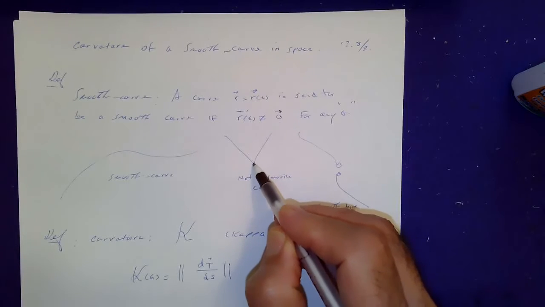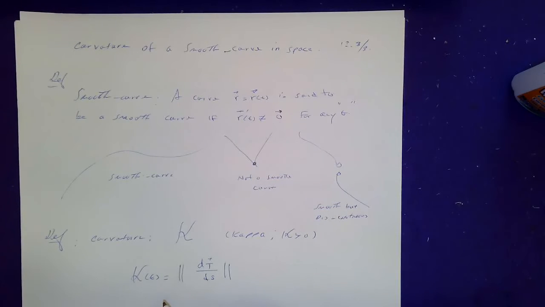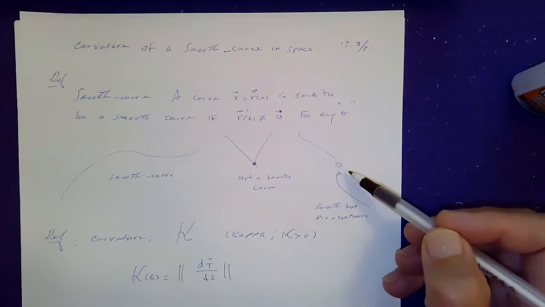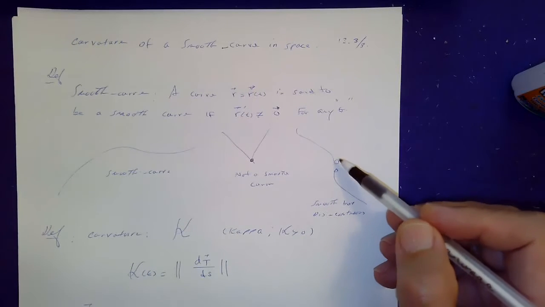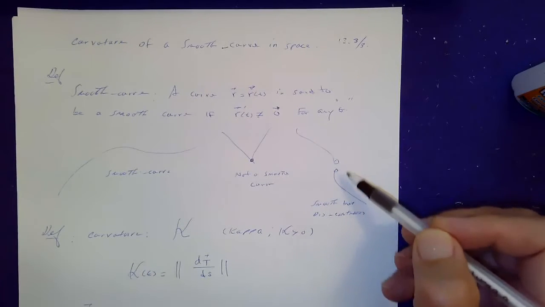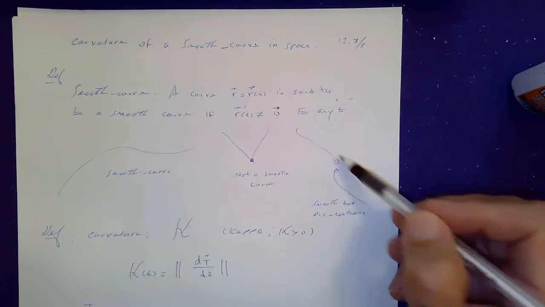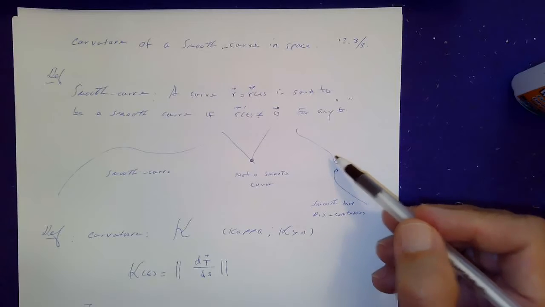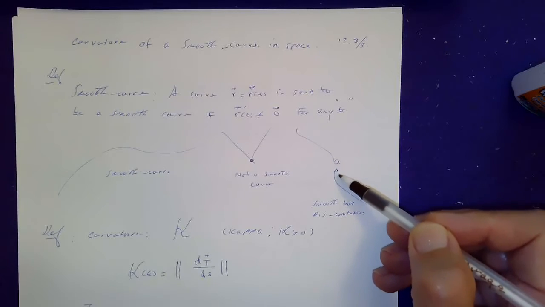In other words, this would be an example of a smooth curve, but this is not. Why? Because you have a sharp turn here. This one is piecewise smooth. In other words, every piece is smooth, but the overall curve is not smooth because you have a gap between these 2 points.